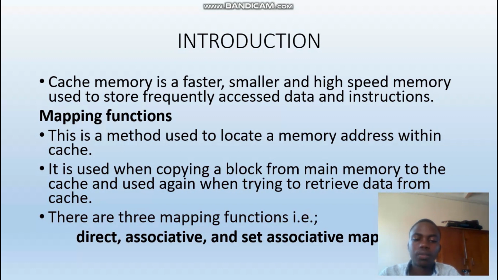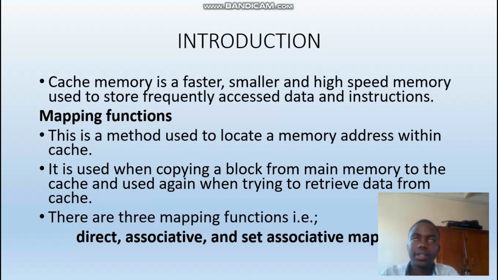So there is a way that enables us to map what is in the main memory into the cache memory, and this is what we call mapping functions. A mapping function is a method used to locate a memory address within the cache. It is used for copying a block from main memory to the cache, and used again when trying to retrieve data.